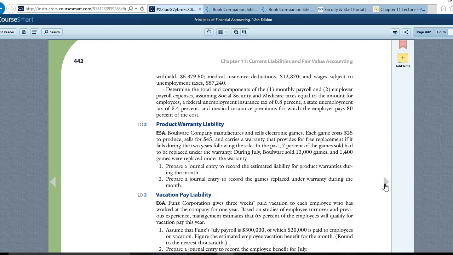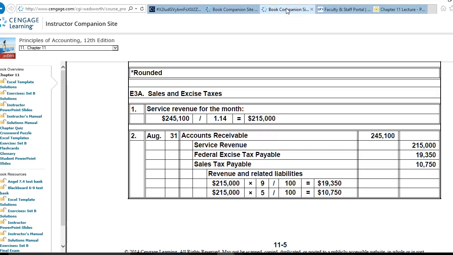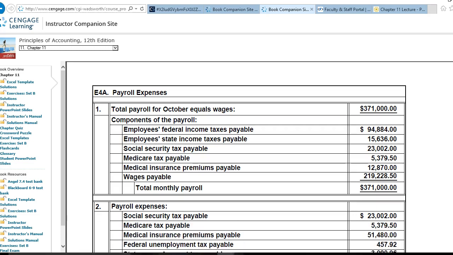Now it tells us the wages subject to employment tax, 0.8% federal, and a state unemployment tax of 5.4%. Now that's going to be paid on behalf of the employer. Determine the total and components of the monthly payroll, and then we'll have to do the employer's portion of payroll. So we're going to go and figure it out just like the problem we did, where we will take into account the gross wages, and then from there do all the payables, and the net is going to be the difference.